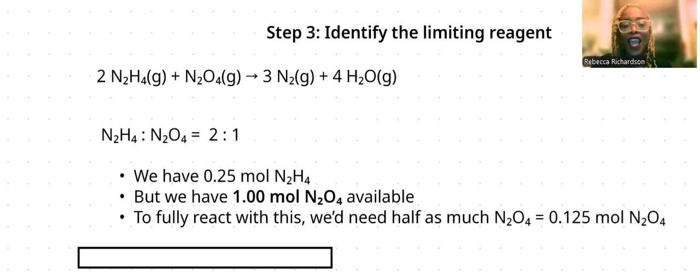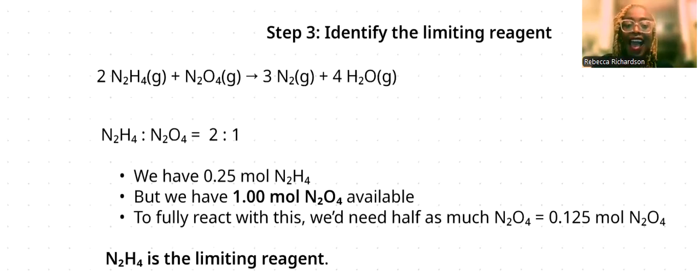So that means in this reaction, all of the N2H4 is going to get consumed, and we're going to have some N2O4 left over. Because of that, we can identify our N2H4 as our limiting reagent. Let's move on to step 4.